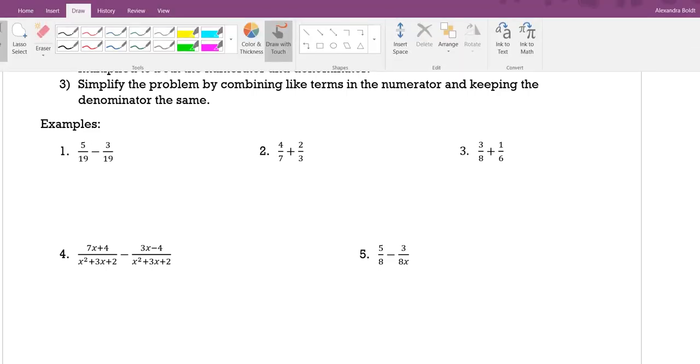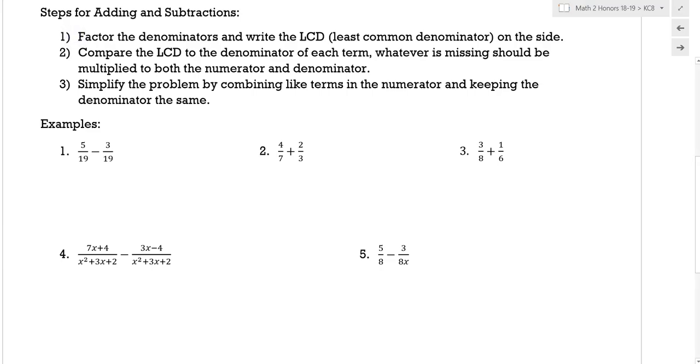So let's look at our first one. Here, all we're doing is, this is just numbers. There's no variables in this first number 1. So 5/19 minus 3/19. These have the same denominator, so this is very easy. I can just combine them. 5 minus 3 is 2. Denominator stays the same.